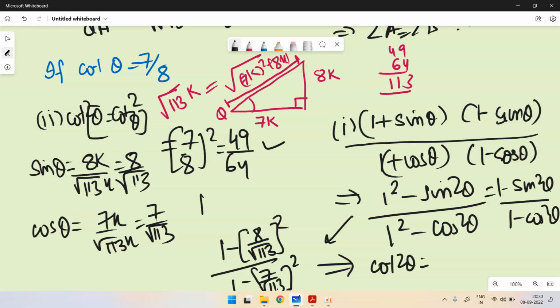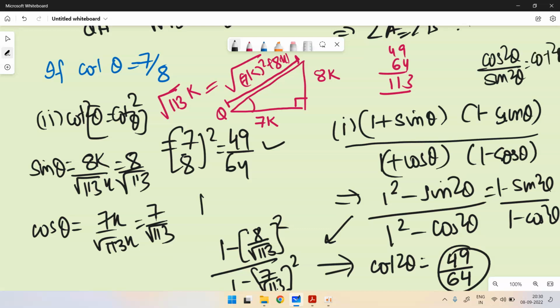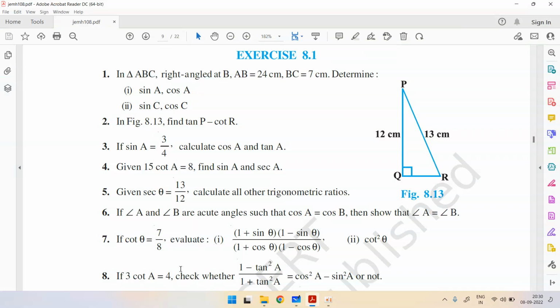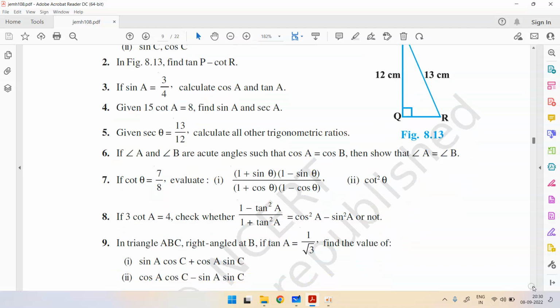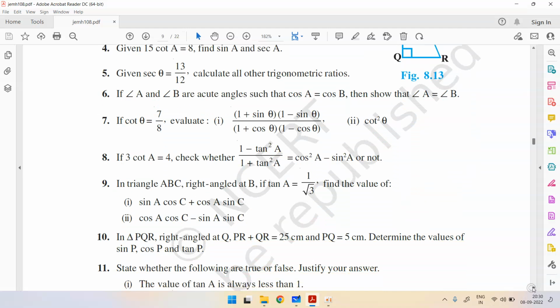If you do the self calculations, you will get 49 by 64. And if you see directly here, 1 minus sine square theta is cos square theta, and 1 minus cos square theta is sine square theta. Cos theta by sine theta is cot theta, so this is cot square theta only. Ultimately, this is cos square theta only. So the 7th question is done. I have shown you 2 ways to do this question.